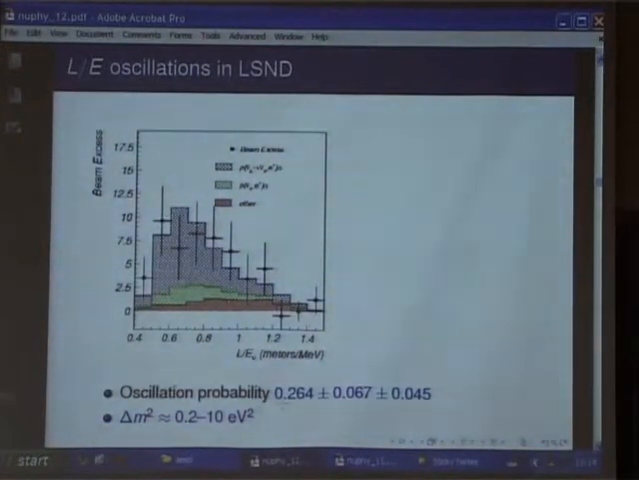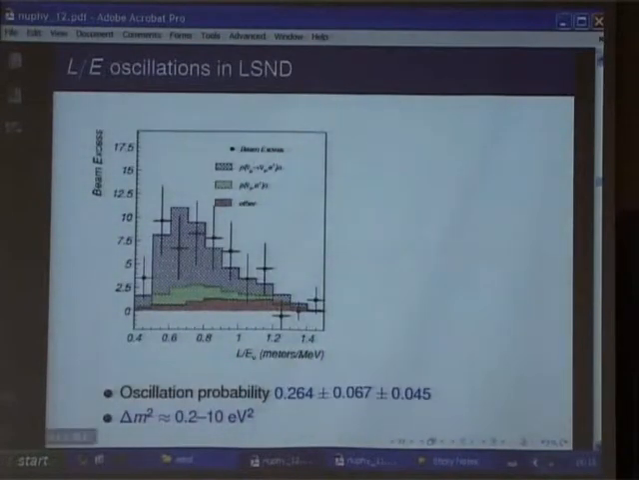The probability of oscillation is 0.26 plus minus 0.06, so again this is more than 3 sigma. So it's a well established result. The second number is statistical, the third is systematic. Normally you add them in quadrature. If you add the 6 and 4 in quadrature, I think you will get something like 7 or 8. So this is more than 3 sigma. So this is fine, not too bad.